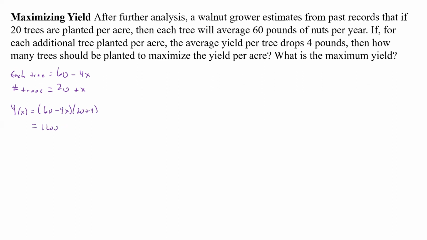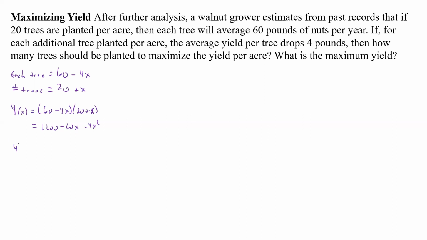And then it's going to be minus 80x plus 60x. I can't read my own writing there. So 60 minus 80, that's going to be minus 20x, and then a minus 4x squared. Okay, and so that's y of x.